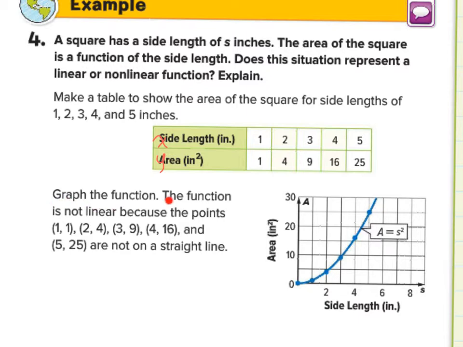Graph the function. The function is not linear because the points (1, 1), (2, 4), (3, 9), (4, 16), and (5, 25) are not on a straight line. Of course it's not. As we increase by 1 inch on the side, the numbers have to multiply into one another, and it's going to become exponentially larger, which means it's going to gradually become more and more steep. You see that? Gradually steeper, more vertical.